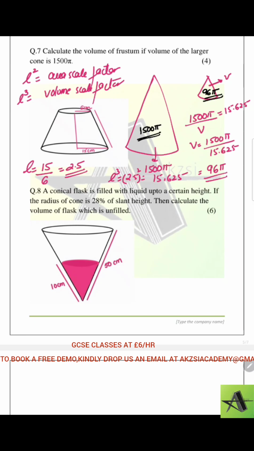So we know that the volume of frustum is what? You just need to subtract both, volume of bigger cone minus volume of smaller cone. So I'm just subtracting volume of bigger cone minus volume of smaller cone. That will give you 1404 pi as the answer.